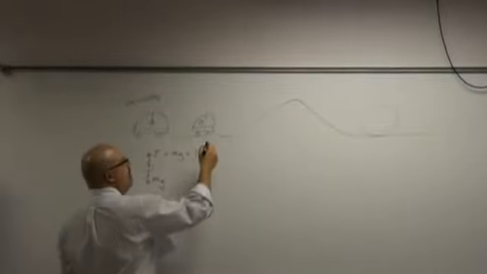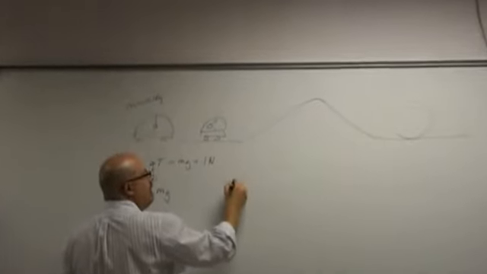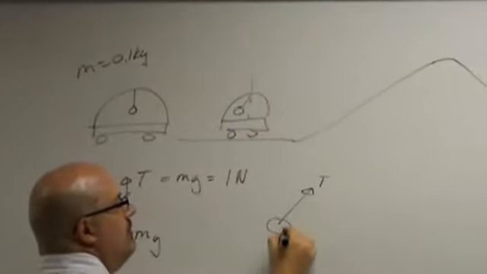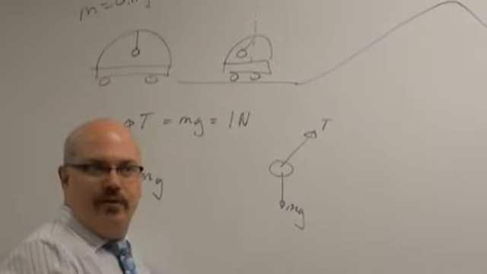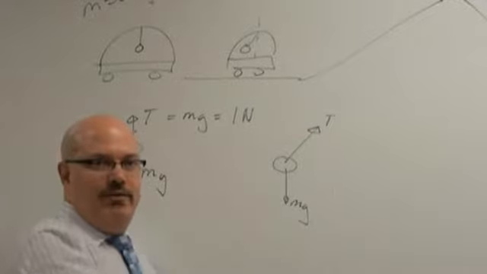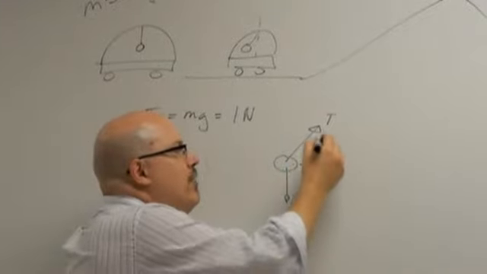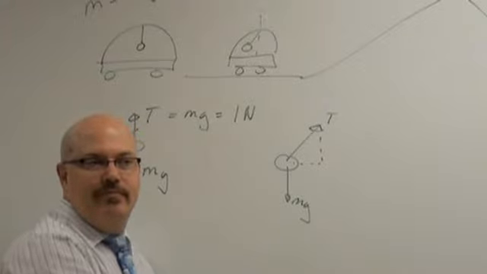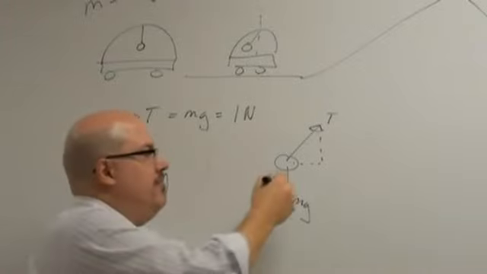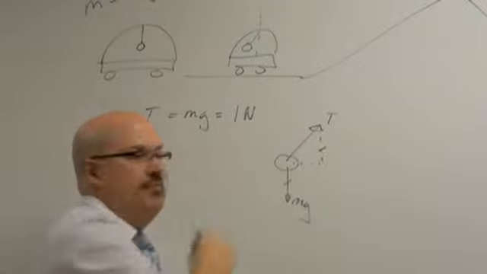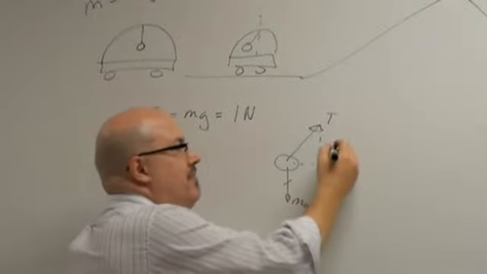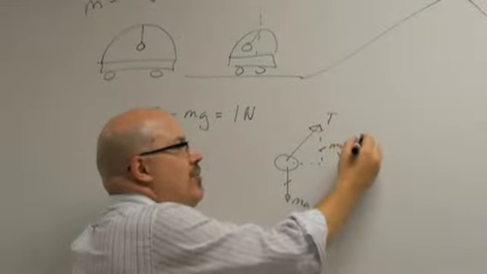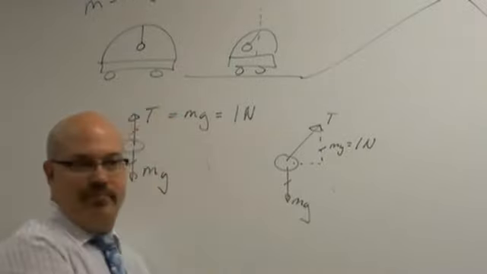All right? So here's the deal. Draw a free body diagram. Always. There's tension. There's mg. Now, which way is it accelerating? That way. So that means that we want to set up our coordinate system like this. So what's the vertical tension? It's mg, right? Which is approximately 1 Newton.